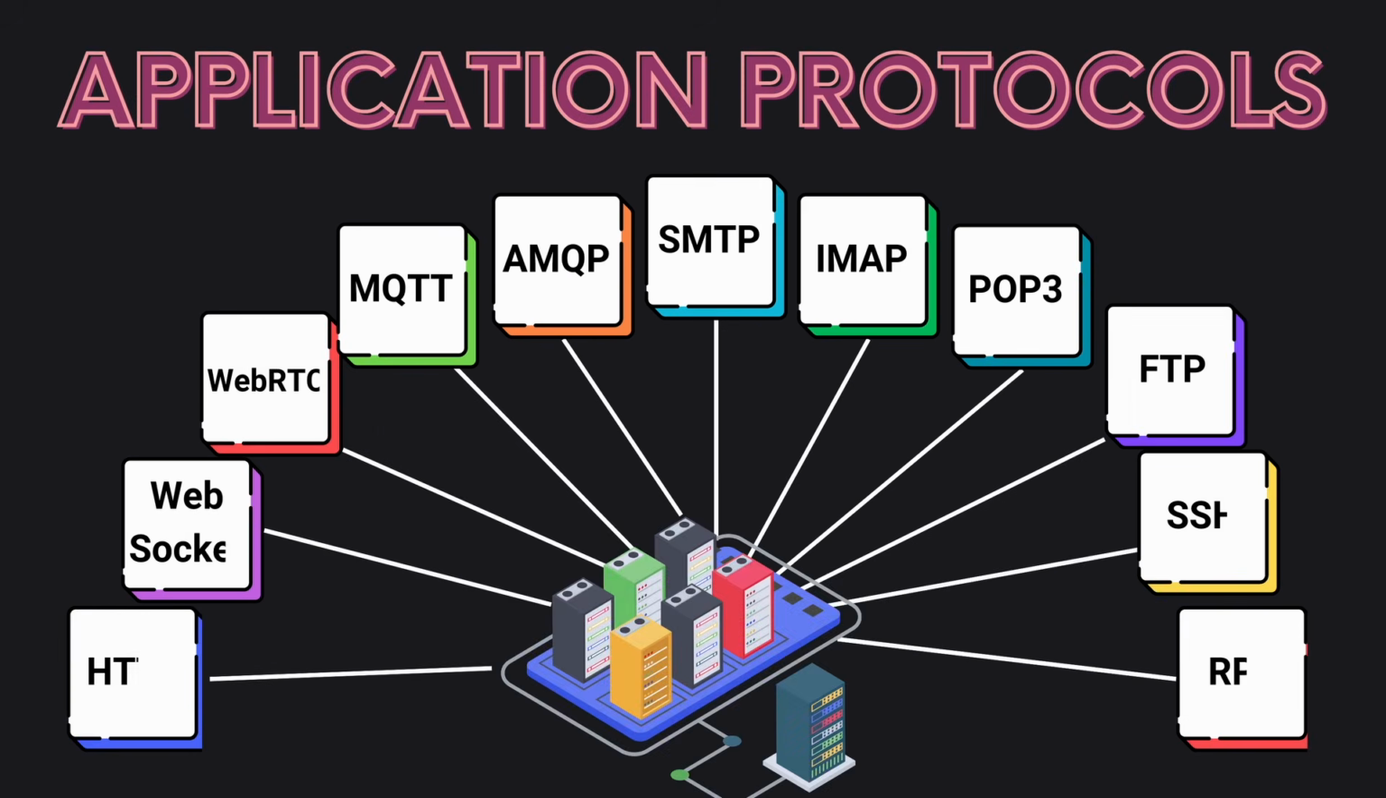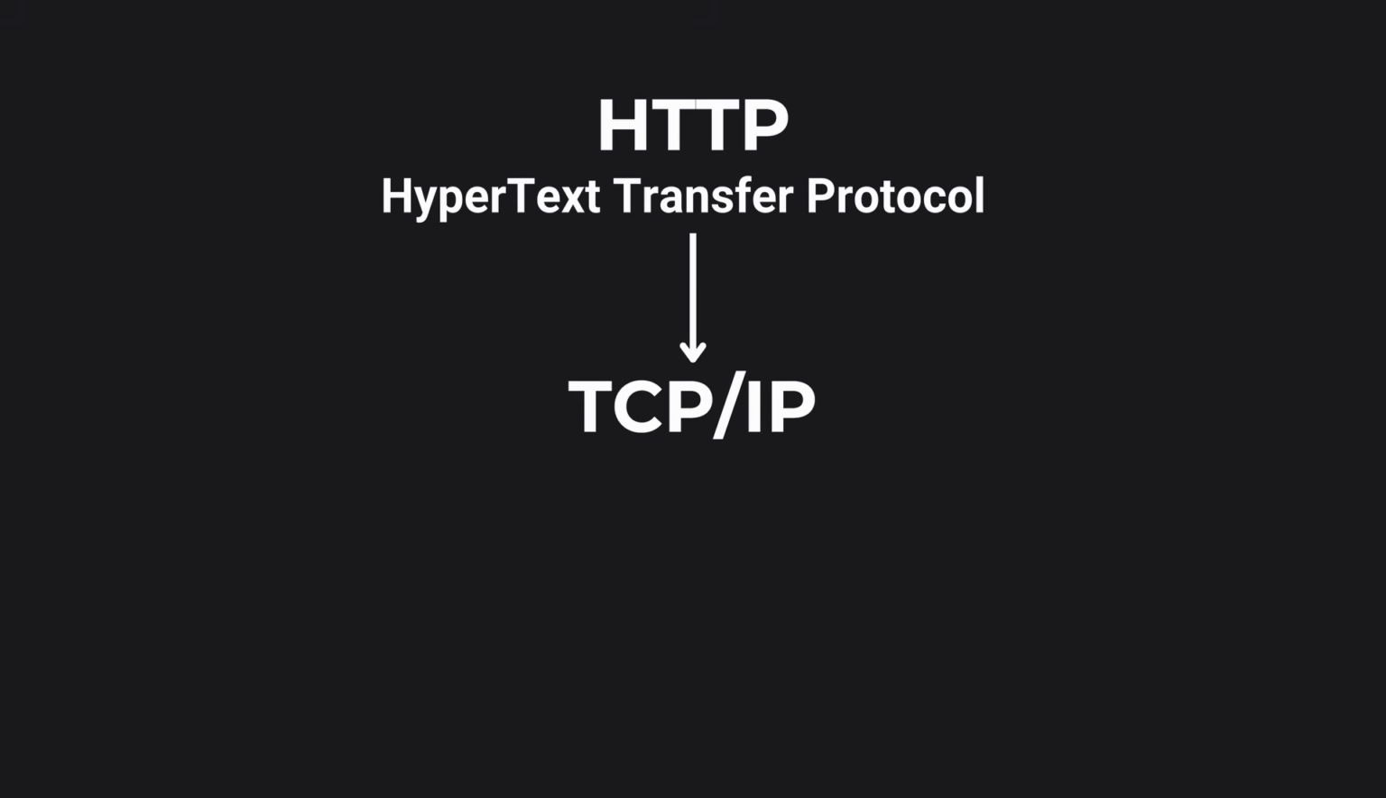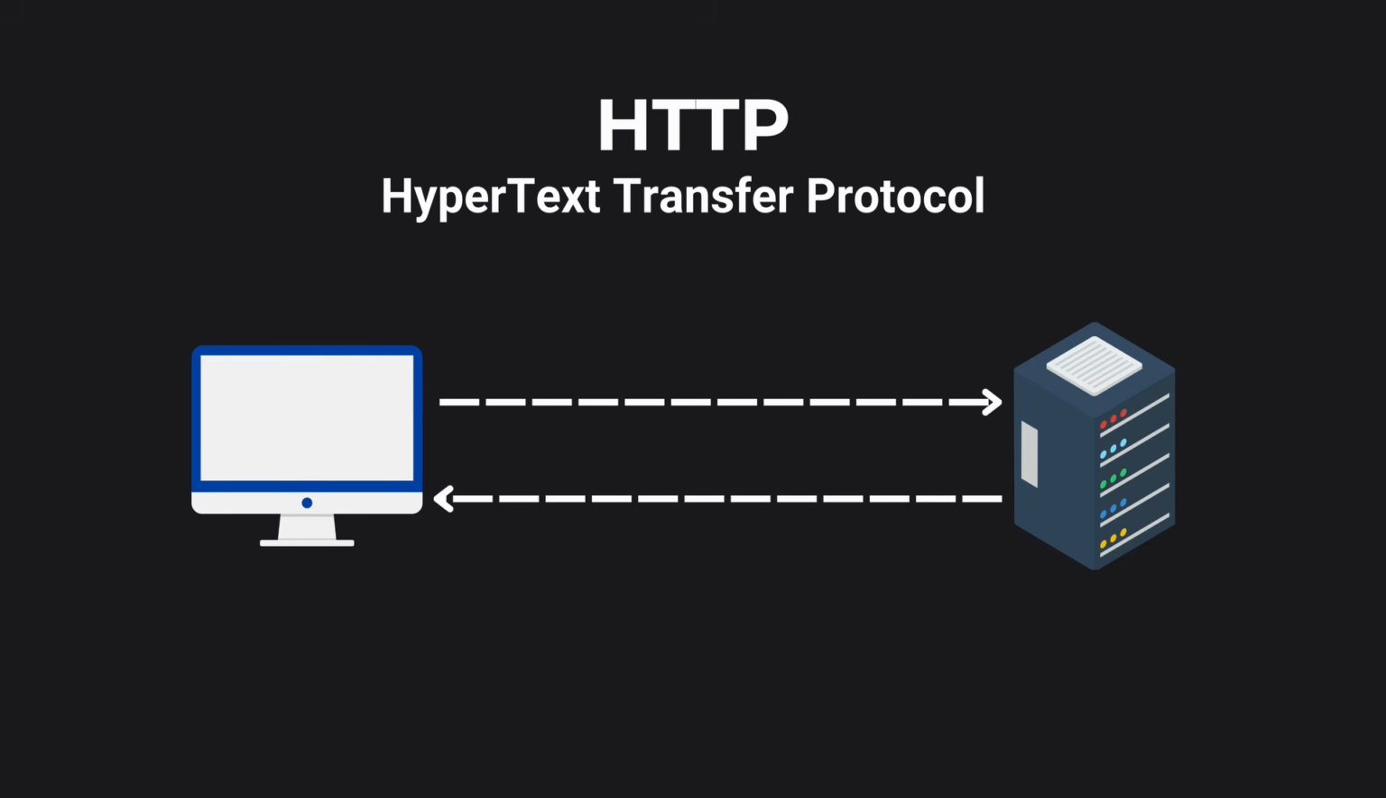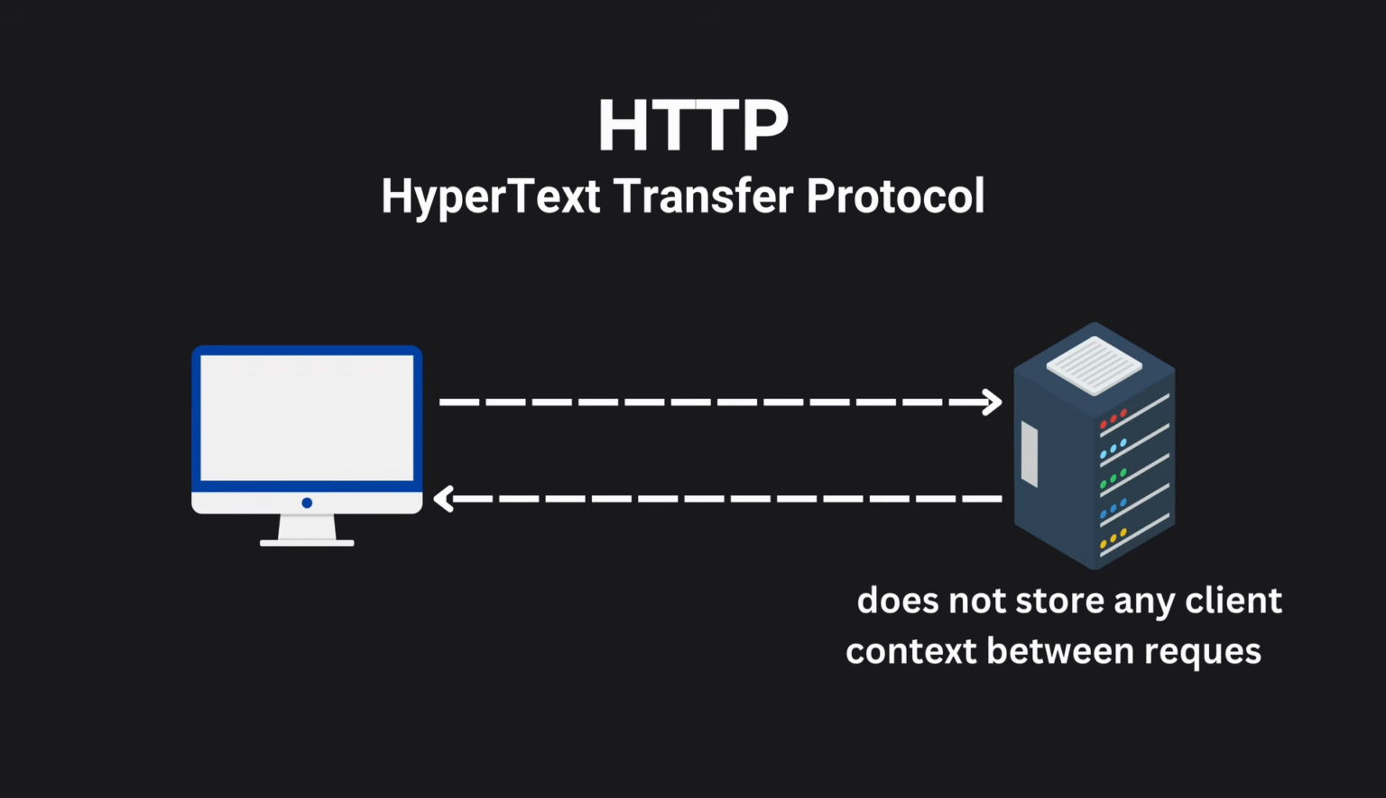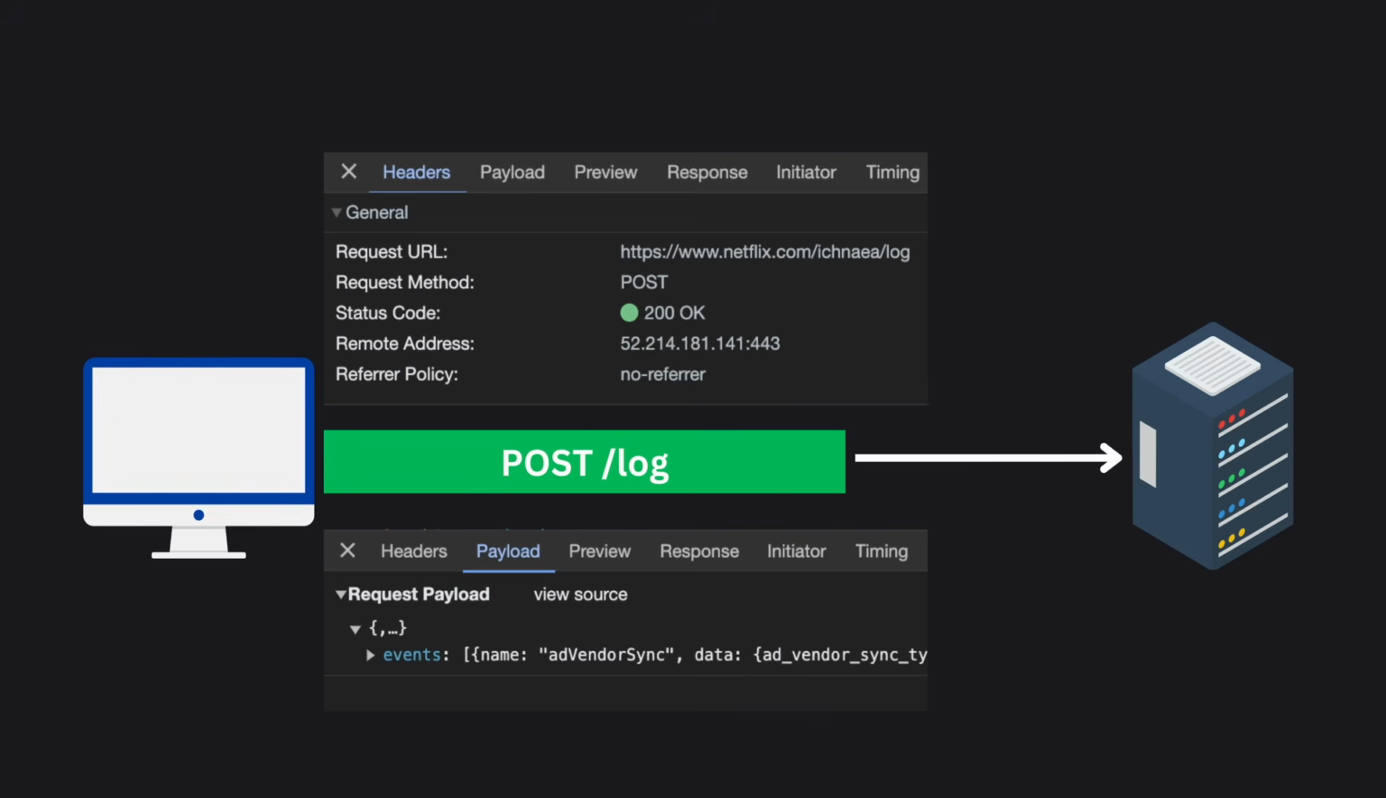Now let's cover all the essential application layer protocols. The most common protocol out of these is HTTP, which stands for Hypertext Transfer Protocol, which is built on TCP/IP. It's a request-response protocol, but imagine it as a conversation with no memory. Each interaction is separate, with no recollection of the past. This means that the server doesn't have to store any context between requests. Instead, each request contains all the necessary information.